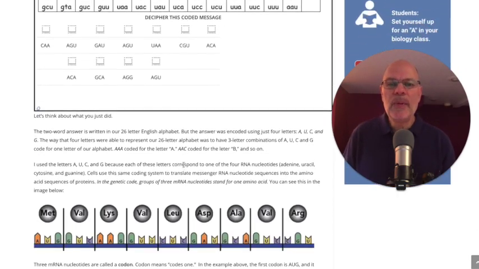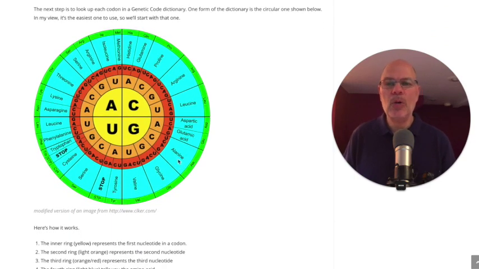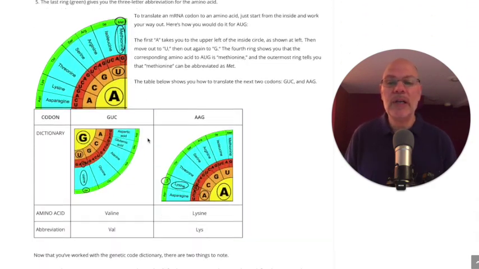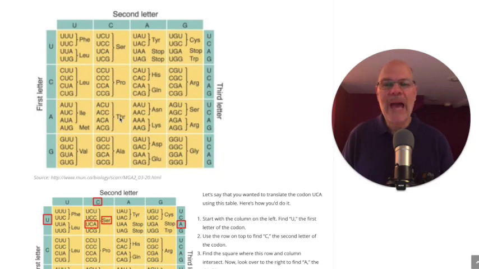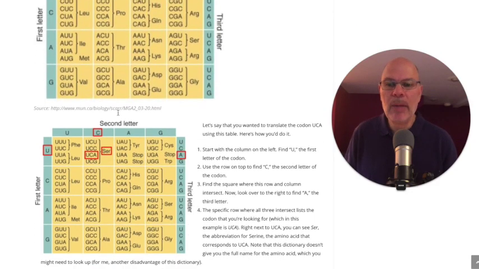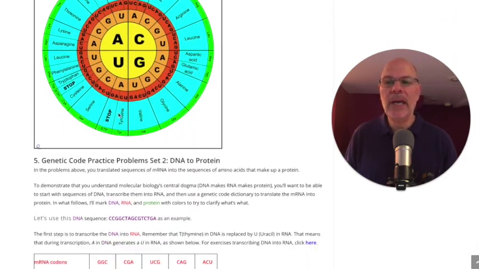So this teaches you about the basic idea, and then I actually walk students through how they can use a genetic code dictionary. Because students will see both, I provide them with both circular dictionaries and with more traditional tabular dictionary that you probably grew up with when you were first learning how to decode. And then there's a bunch of decoding exercises.